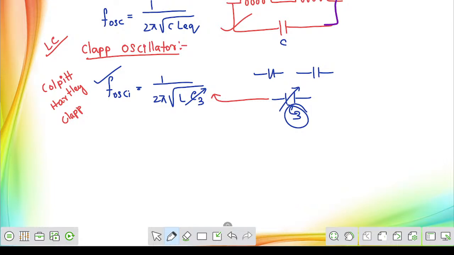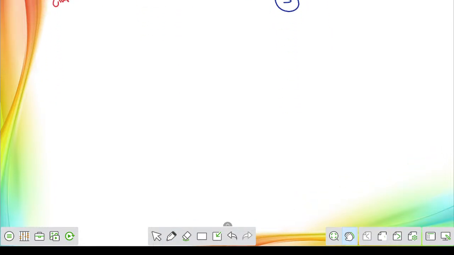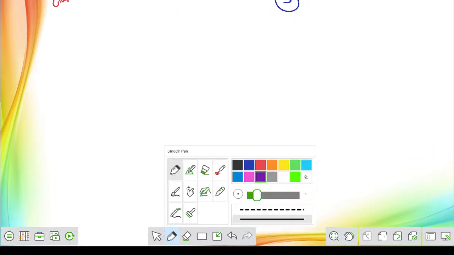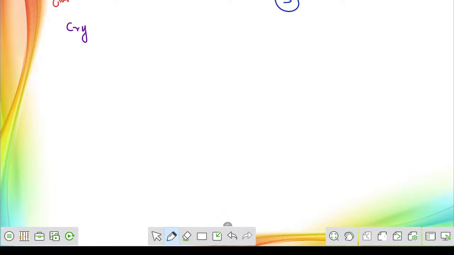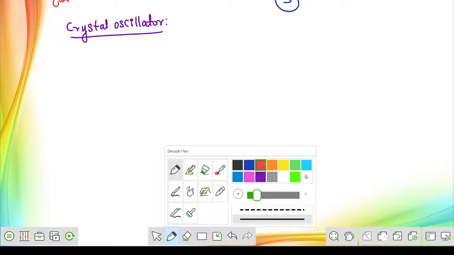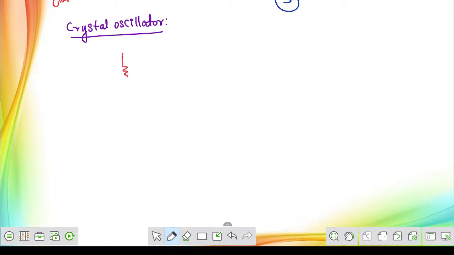The next and last type of oscillator is the crystal oscillator. Another most important oscillator is the crystal oscillator. Let us discuss the crystal oscillator. When we are working with the crystal type of oscillator, you must know its equivalent circuit. We will have one resistor, inductor and capacitor, and in parallel with this, one more capacitor. This is the electrical equivalent circuit of the crystal oscillator.